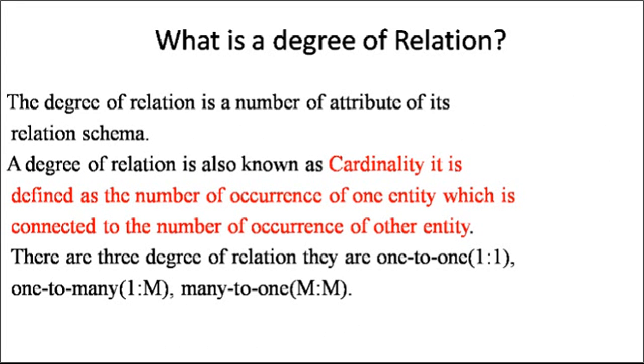What is the degree of a relation? The degree of a relation is the number of attributes of its relation schema. The degree of relation is also known as cardinality. It is defined as the number of occurrences of one entity which is connected to the number of occurrences of another entity. There are 3 degrees of relation: one-to-one, one-to-many, and many-to-one.